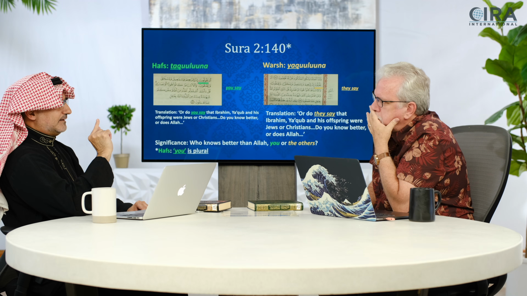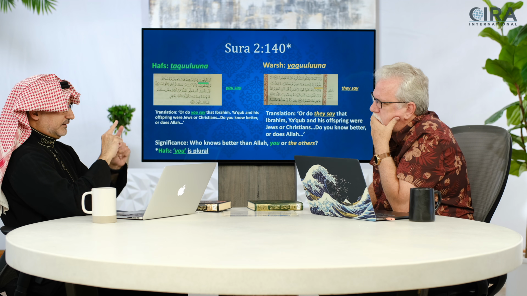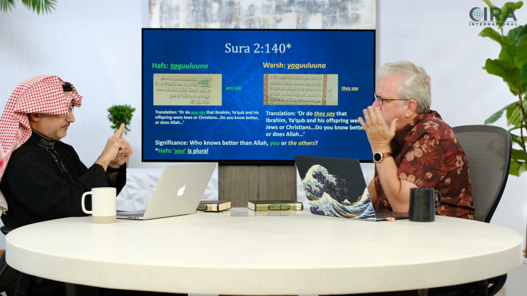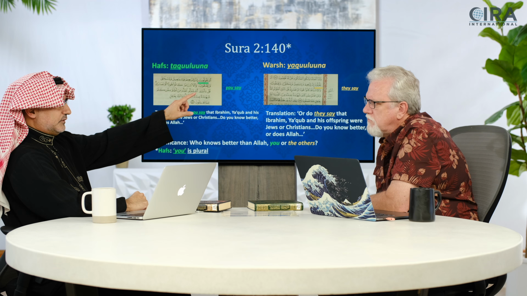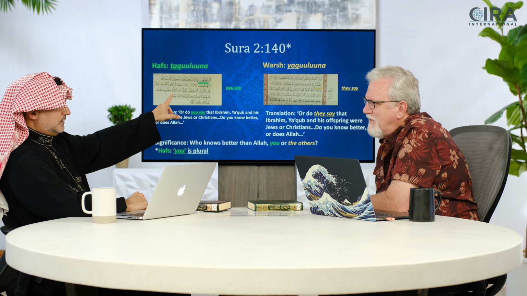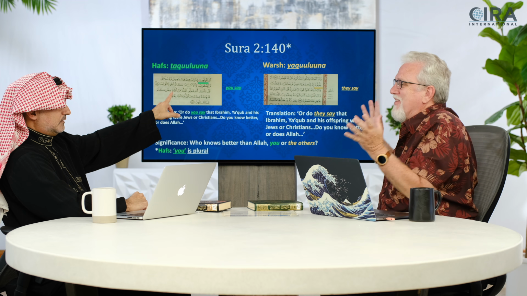812, 796. Muhammad received the Quran for the first time in 610. 610 to 812. How many years? 200 years, roughly. And the same thing with 796, you said? 796. And then Muhammad died in 632, almost the same distance. So which one of these readings did Gabriel bring down to Muhammad first? You can't. There's no way to answer that.